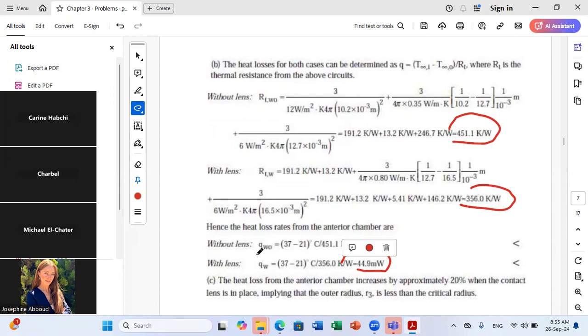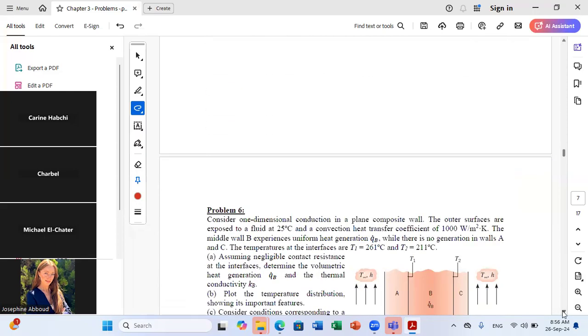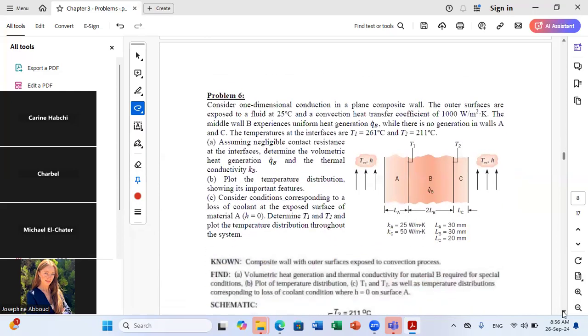This is why in some cases you put a lens and you say it's very comfortable, I don't have a warmer sensation, while in other cases they can harm your eye. So this is why they optimize the thickness and conductivity of the lens, to have better conditions. Any questions on this?